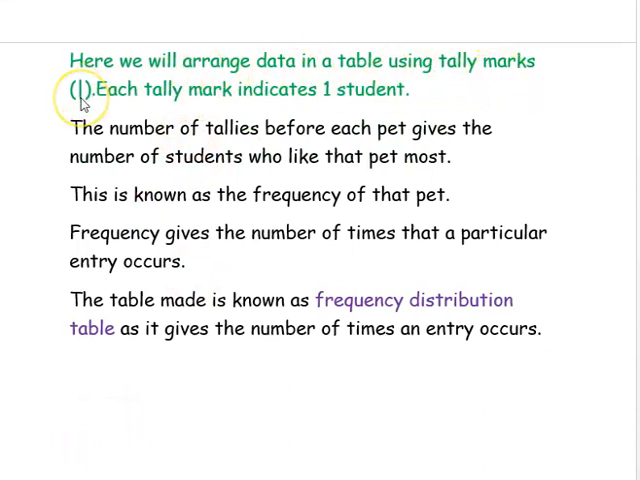So this is the symbol of tally mark. Each tally mark indicates one student. The number of tallies before each pet gives the number of students who liked that pet most. So this is known as frequency of that pet. This frequency gives the number of times that a particular entry occurs. So this table is known as frequency distribution table. Also it gives the number of times an entry occurs.